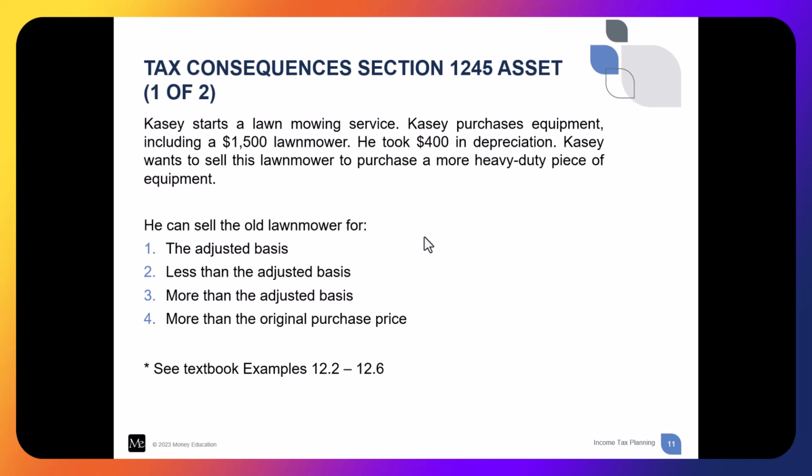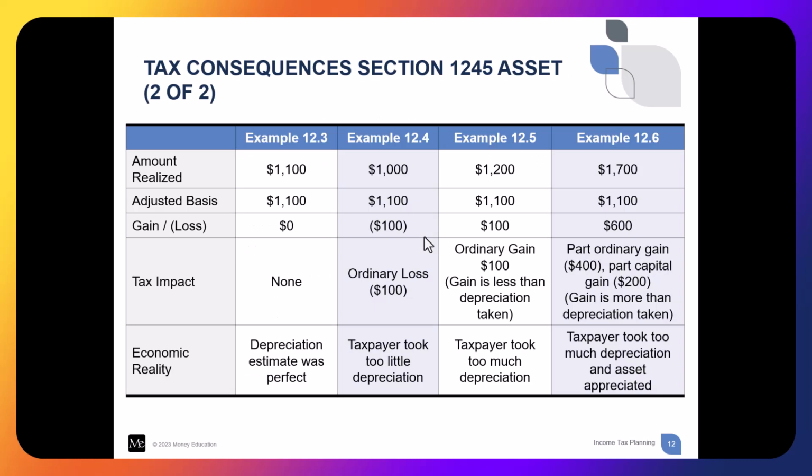He can sell the old lawnmower for the adjusted basis, less than the adjusted basis, more than the adjusted basis, or more than the purchase price. So here are the examples. The amount realized is $1,100, basis is the same, no gain or loss, depreciation was perfect. The amount realized is $1,000, adjusted basis is $1,100, so that's a loss of $100.